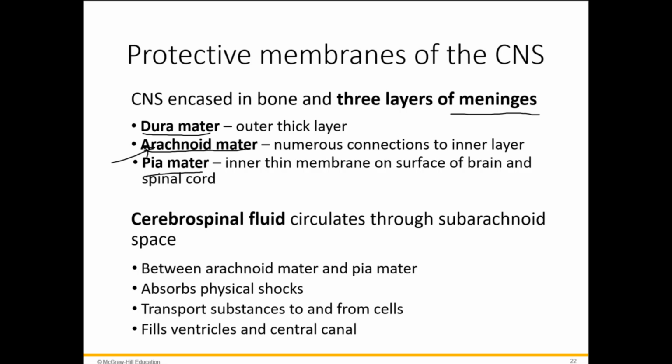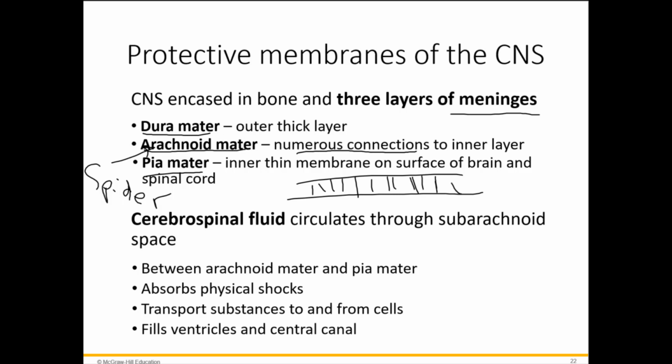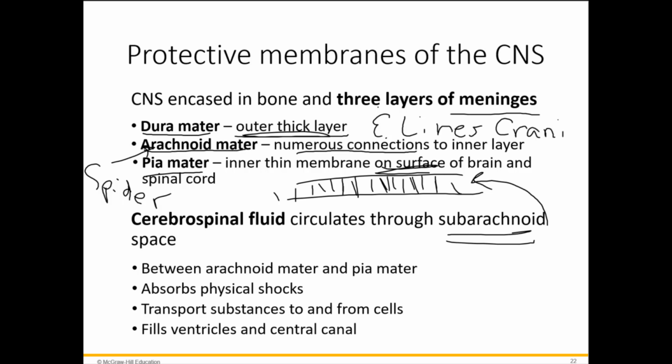Now, arachnoid means like spider, and the reason they call that the arachnoid mater is because it has numerous connections, so it's kind of a spider webby space there, the subarachnoid space. And that's actually where the cerebrospinal fluid will flow through. And then the pia mater is on the surface of the brain, and the dura mater is the outer layer, and in the brain it lines the cranium to protect the brain. So it lines the skull.